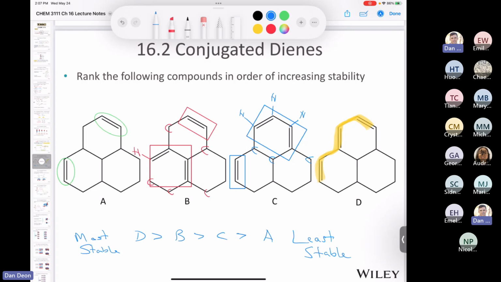So again, if you don't remember that concept, that's found in chapter 8. So chapter 8, the more substituted an alkene is, the more stable it is.